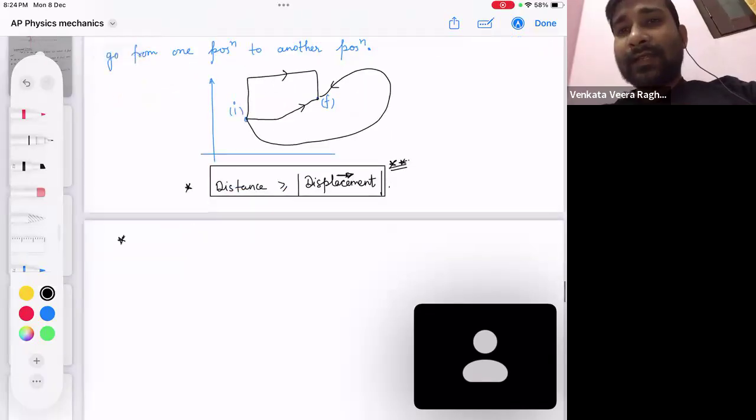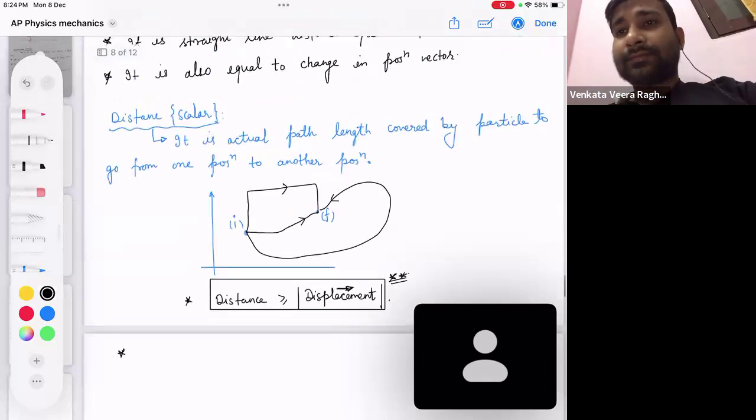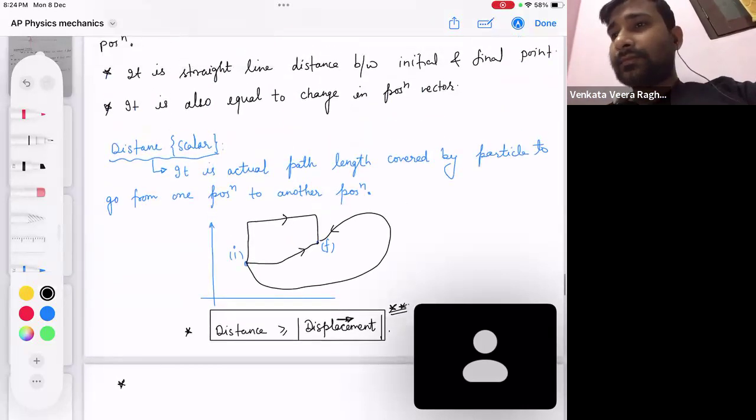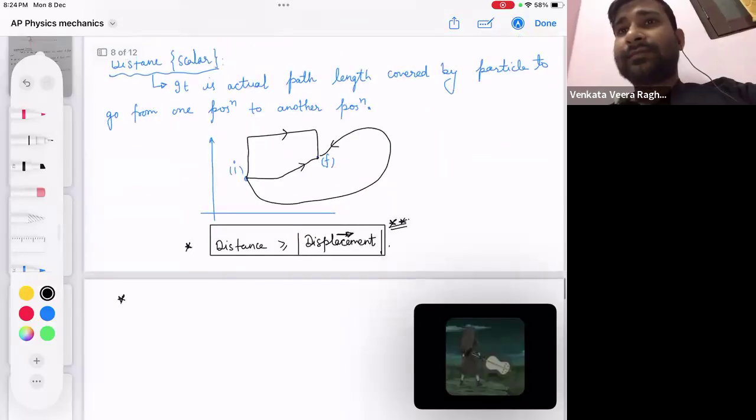Second thing. Sir, can you go a little up? Till distance, till distance. Check it here now. Yeah, okay, now it's okay.